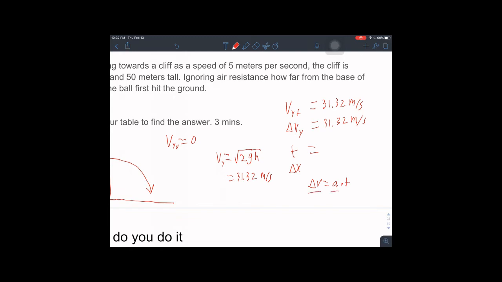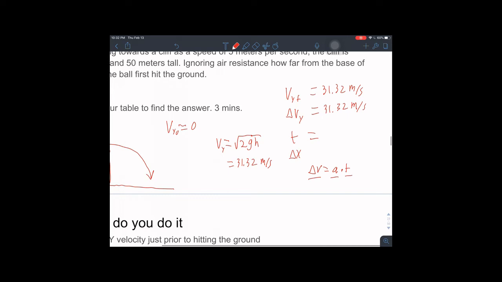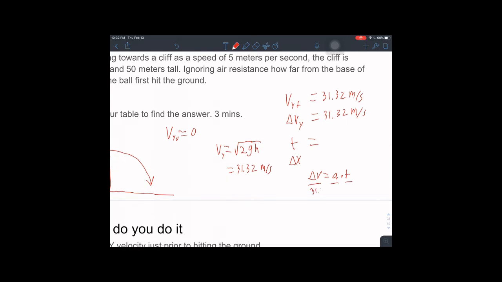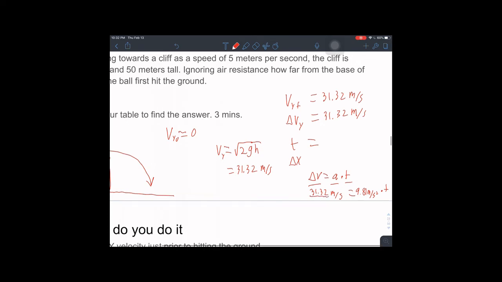which means the change in velocity is equal to the acceleration in that axis times the time. Our delta v again was 31.32 meters per second. Our acceleration is 9.81 meters over seconds squared times time. So to solve for this, we just divide our delta v by our gravitational constant 9.81. Doing this on our calculator, we find that the time in the air was 3.19 seconds.